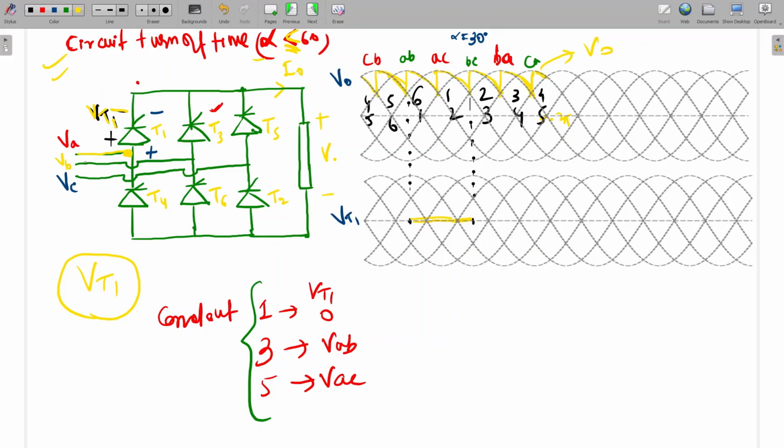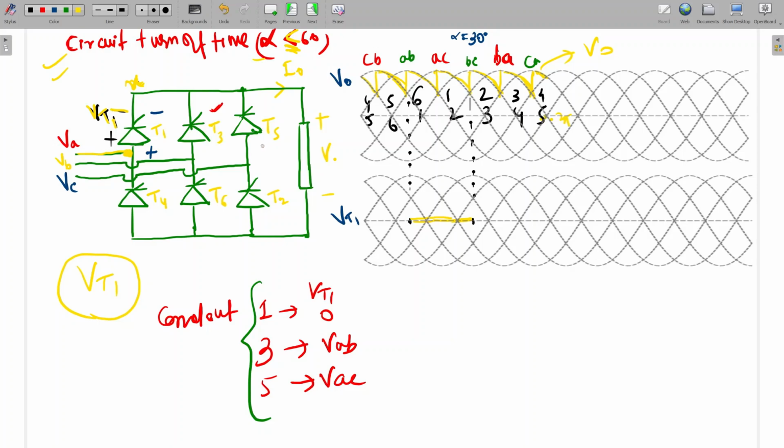I'm only considering upper switches. If 1 is conducting, this is 0. If 3 conducts, what will happen? This B point will be connected to here. Let's say this is point X. So if 3 conducts, B is connected to X. VT1 will be VA minus VX. If 3 conducts, VX will be VB. So VT1 will be VA minus VB, that will be VAB.